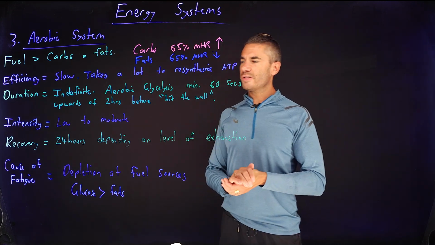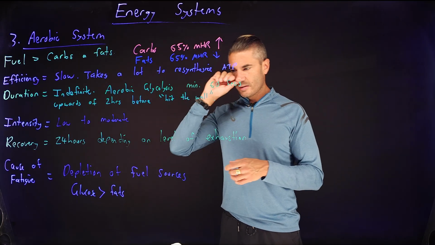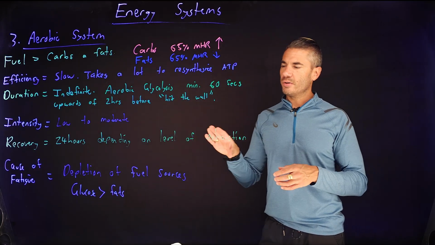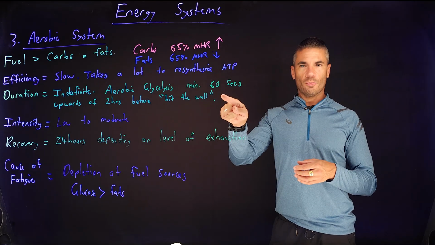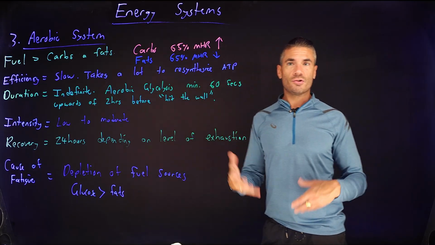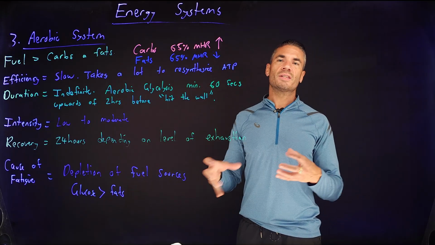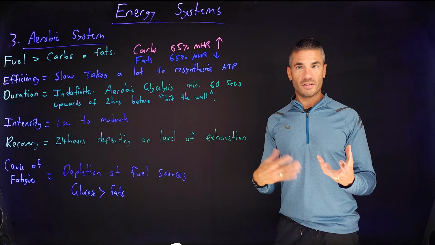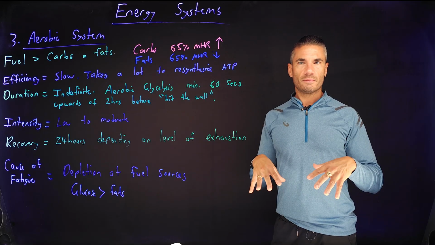And then finally, the cause of fatigue in the system is the depletion of fuel sources. So providing you're working in a moderate intensity, your body's going to prioritize glucose first. And then if you hit the wall, you can actually start to do that aerobic lipolysis for ATP. But because that process takes a lot longer to resynthesize ATP, you naturally slow down.